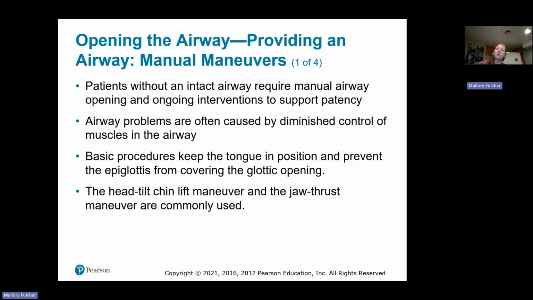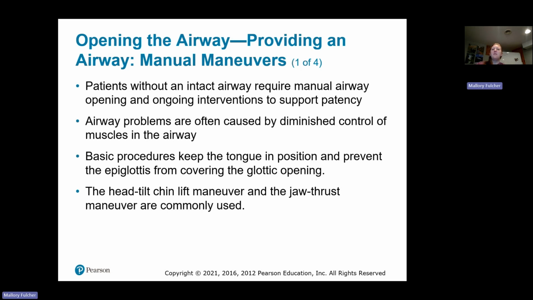So we need to manually maneuver their airway. This is with patients that are unresponsive or semi-conscious. So if you've got somebody that's got major head trauma, or maybe they are incredibly intoxicated and they've got snoring sounds going on, this is for them, right? We need to manually move the airway.